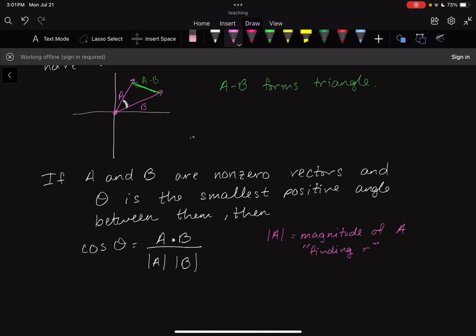But you can just use the easier version. The whole smallest positive between them part of it is really just so that you know that we're finding this angle inside of here and not this angle outside. So it's just saying we're looking for the smaller angle, not the one around the two vectors.